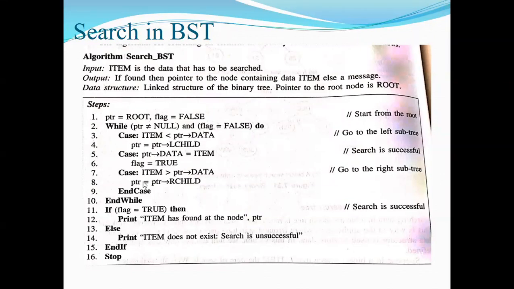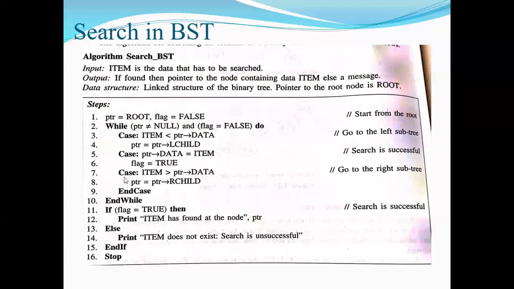That is, we will set the flag. The next case is if item is greater than ptr.data. If the item to be searched is greater than ptr.data, then we have to search in the right subtree. So we will update ptr as ptr equal to ptr.rightChild.